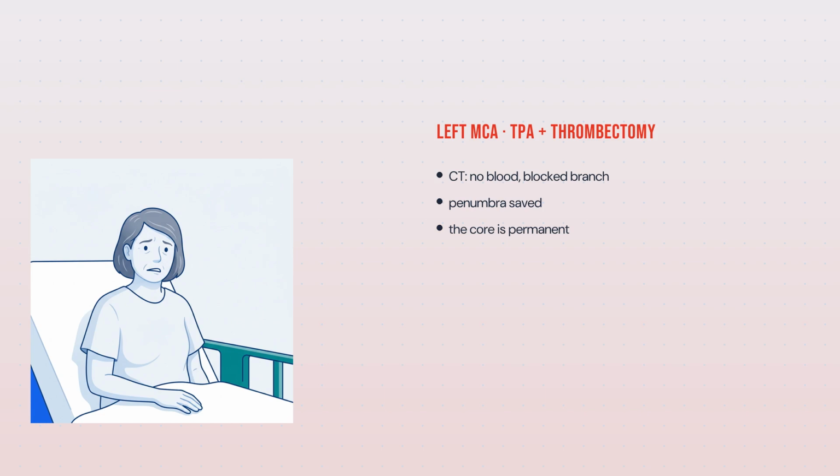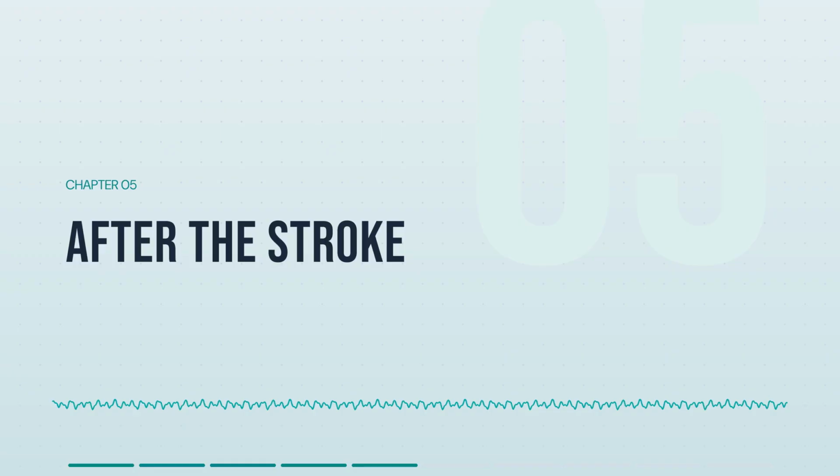The amber penumbra that was minutes from turning gray-blue is saved. But the course she lost in the first hour is permanent, and now the real work begins. Because a brain that survives a stroke is not the same brain. Chapter 5. After the stroke.